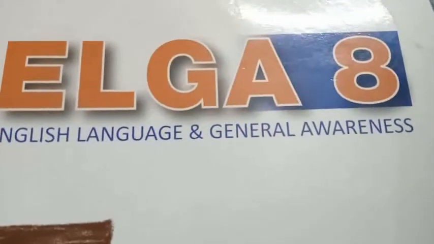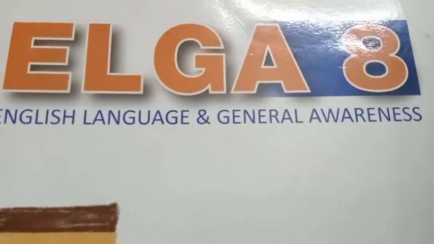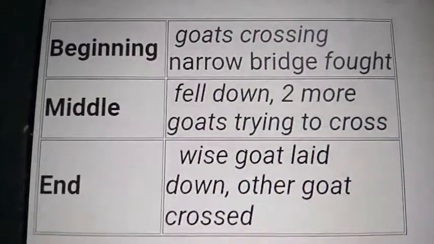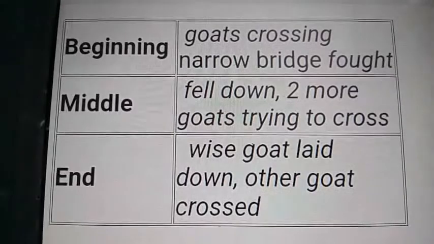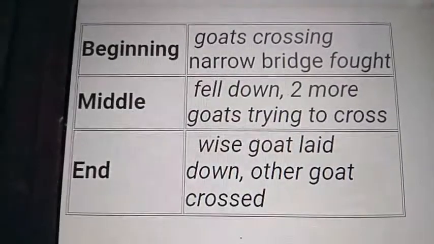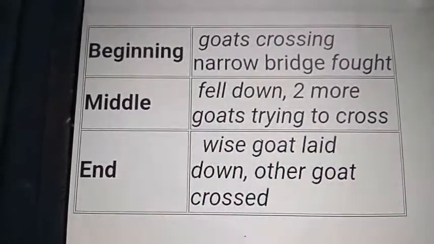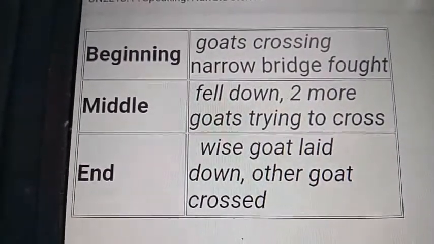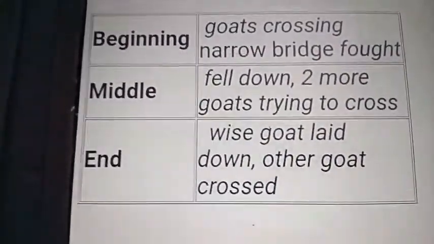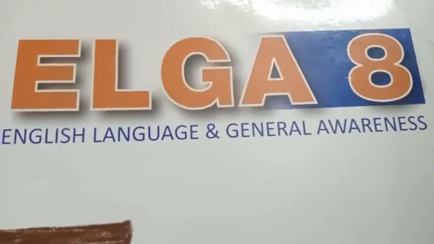Now I am going to show the example of how we have to narrate the story. After that, you have to write it down in your notebook. Okay, see this. We learned that story, right? Beginning: goats crossing narrow bridge, fought. Middle: fell down, two more goats trying to cross. End: wise goat laid down, other goat crossed. This is what we learned from that audio, right? This is the beginning, middle and end of that story. Like this we have to narrate our stories. Do you understand? Great. So my dear children, like this you have to narrate your story.